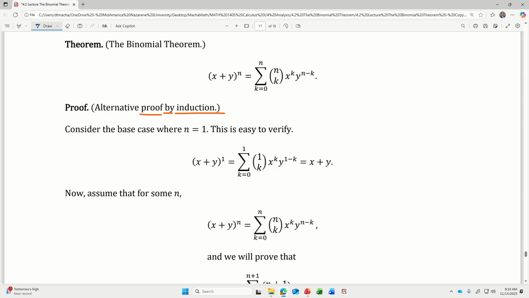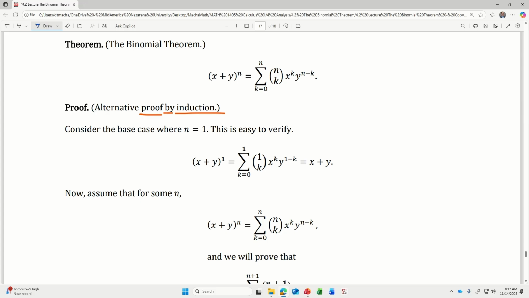And so you start off by considering the base case where we set n is equal to 1. If I set n is equal to 1, this is really easy to verify because this sum, where the big sigma is, has 2 terms. One term where k is equal to 0 and the other term where k is equal to 1. The term where k is equal to 0 is going to give me a y, and the term where k is equal to 1 is going to give me an x. And so it works out just fine.